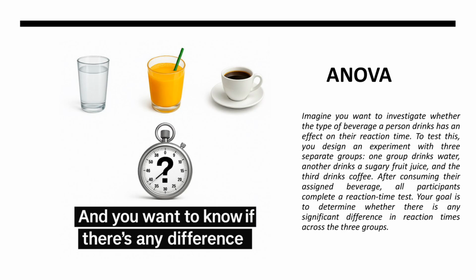In today's video, we will understand ANOVA, Analysis of Variance, using a very simple and intuitive example. Imagine you want to investigate whether the type of beverage a person drinks affects their reaction time. To test this scientifically, we divide participants into 3 groups. One group drinks water, one group drinks a sugary fruit juice, one group drinks coffee. After drinking, all participants complete the same reaction time test. Our goal is to find out whether there is any significant difference in reaction times across these 3 groups.